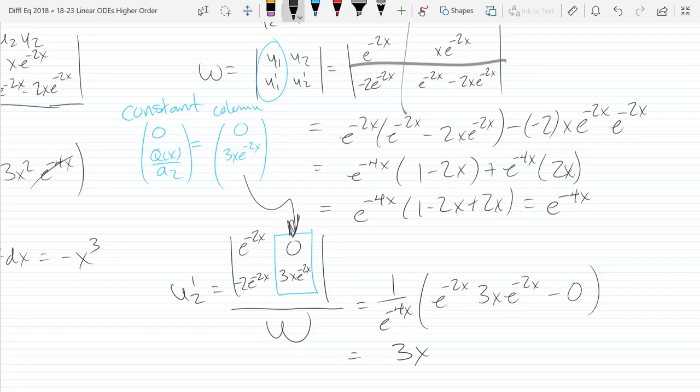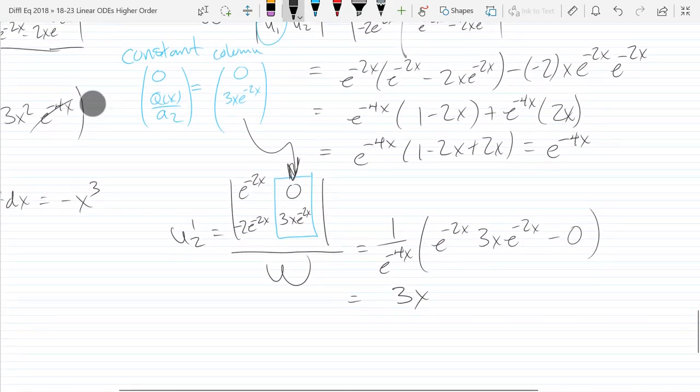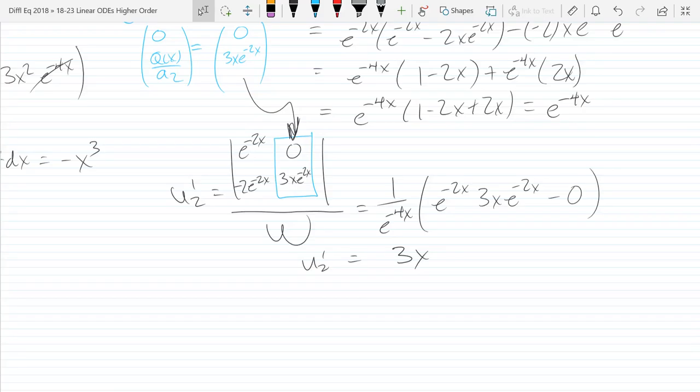So you should get just 3x for u2 prime. Any questions on the determinant? All right, we're finding u2, so that's the antiderivative of u2 prime. So we get 3 halves x squared. So that is u2.